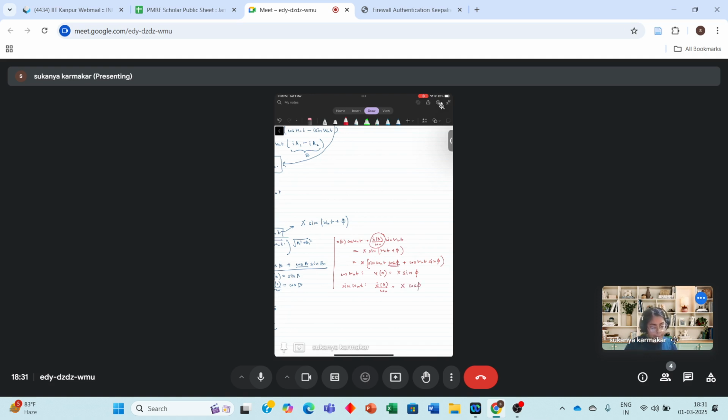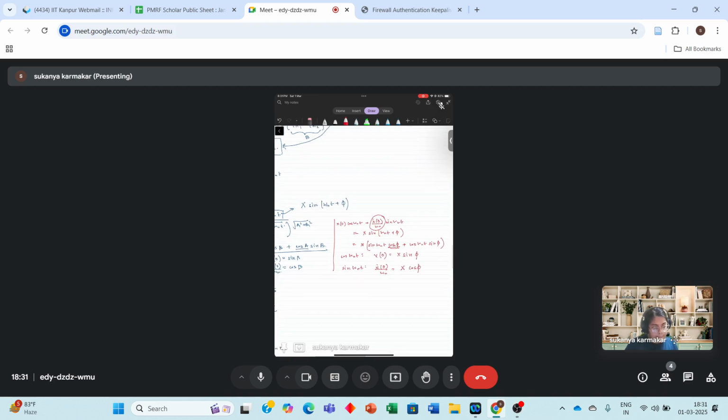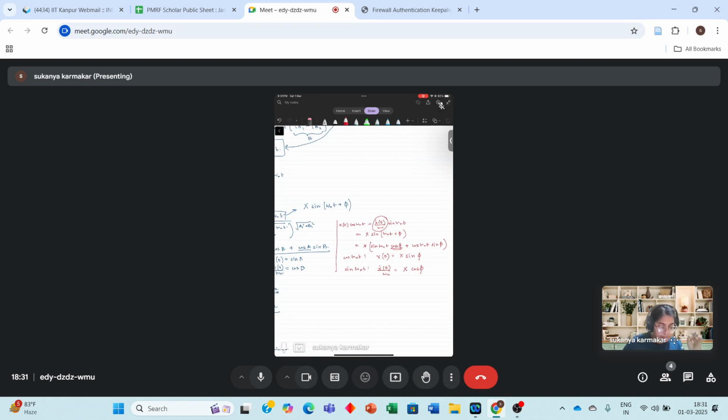No, ma'am. There are two terms. So when we are comparing, x naught cos omega n t will be compared with x sin omega n t cos phi? No, cos omega n t on the left hand side will be compared with the cos omega n t on the right hand side.